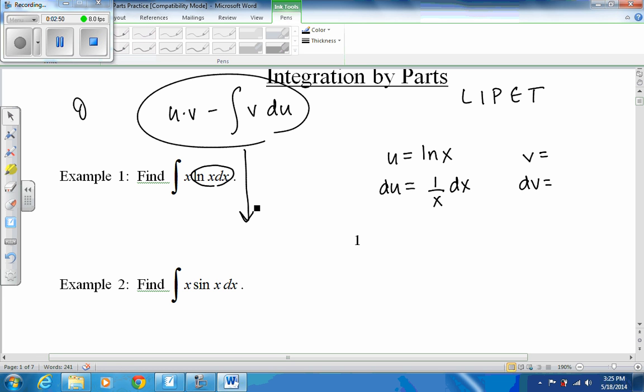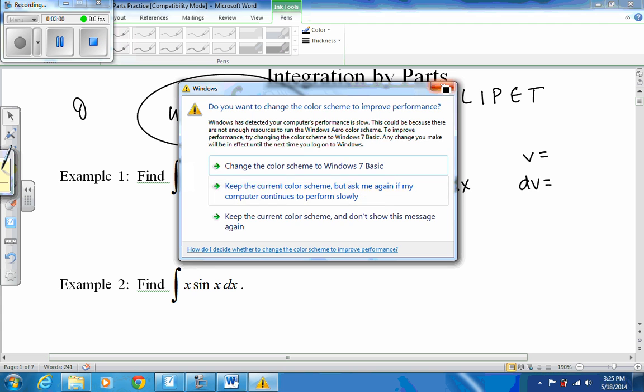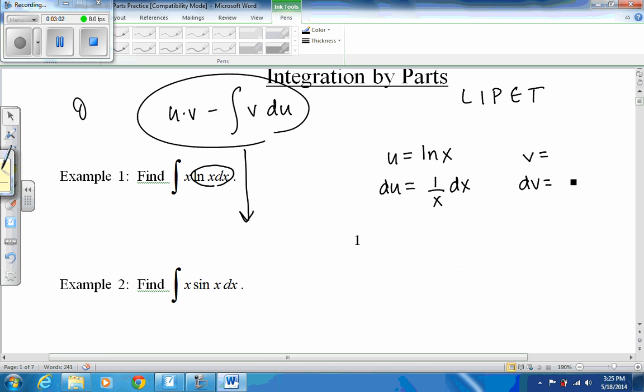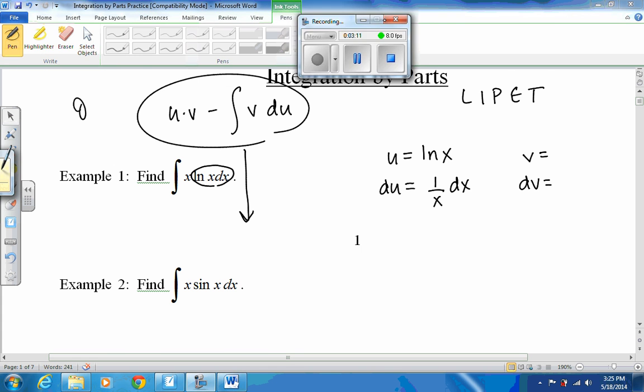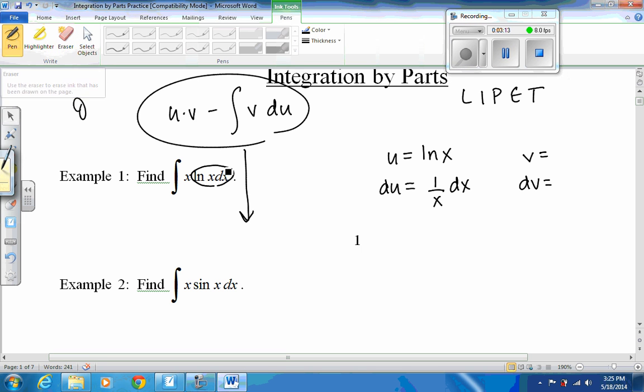We have 1 over x as our derivative. And so what we're going to do is let dv be whatever's left over. So instead of saying v is whatever's left over, I'm going to say if ln of x is the first part, we're actually going to let the leftover part, the x and the dx, be our dv. Really, you can make it simpler than that.